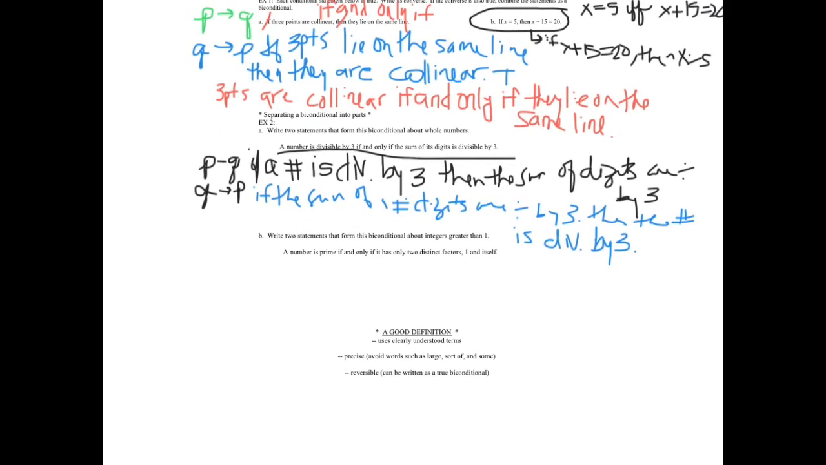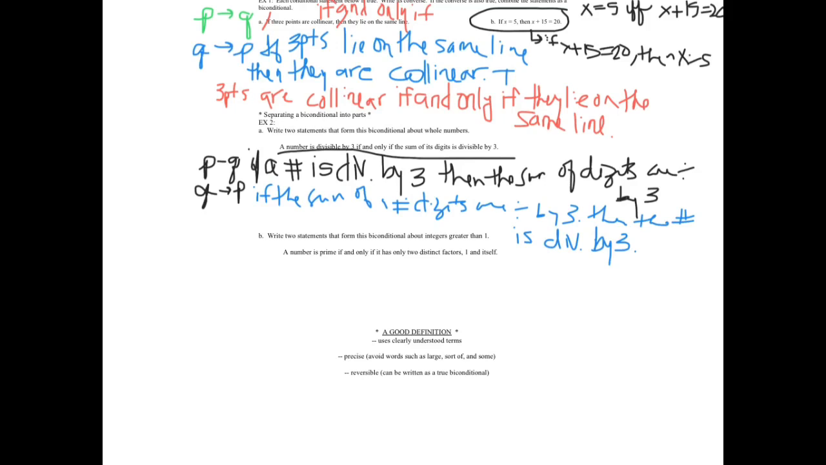Your last example, a number is prime if and only if it has two distinct factors, 1 and itself. The conditional would say if a number is prime, then it has only two distinct factors, 1 and itself. The converse, if a number has only two distinct factors, 1 and itself, then it is prime.